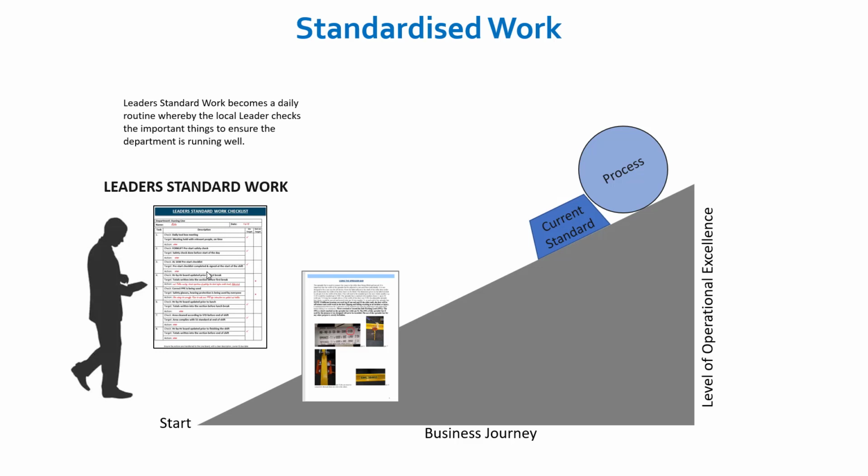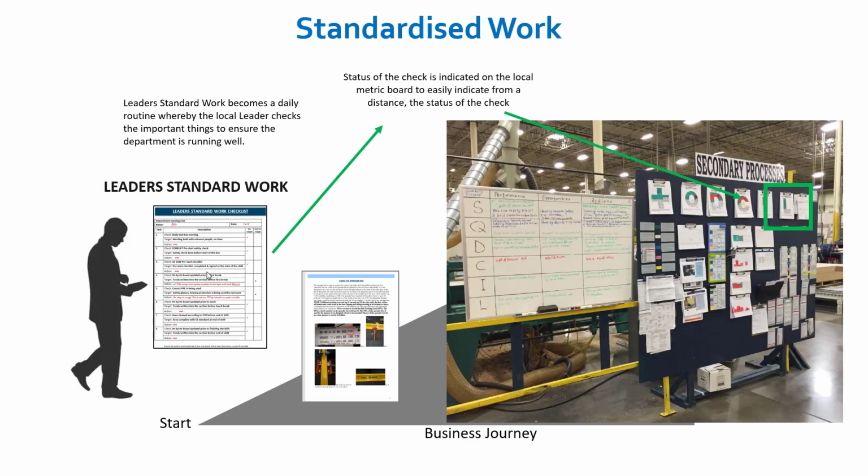Leader standard work becomes a daily routine whereby the local leader checks the important things to ensure the department is running well. So the local leader doesn't check everything. The local leader checks the important agreed things. Now, once the check is done, the status of the check could be easily indicated on a metrics board so that the status of the check can be seen from a distance.